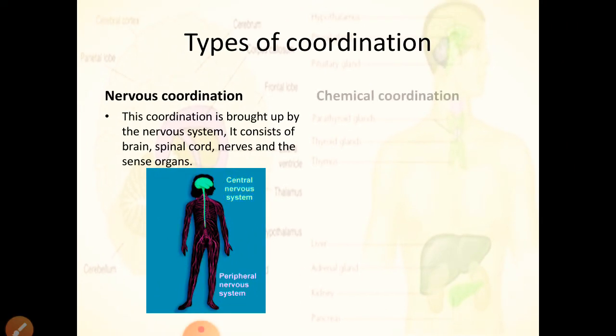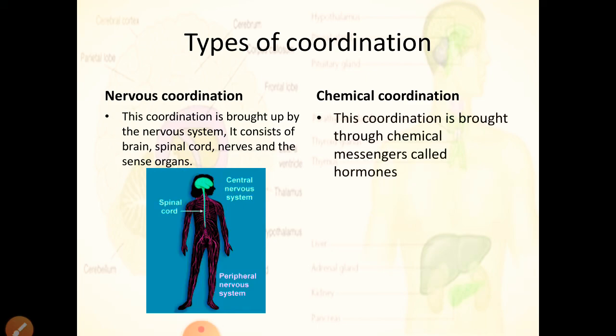All right, now let us come to the chemical coordination. You have to know the difference between nervous coordination and chemical coordination. These are the types of coordination which take place in our body. This coordination is brought about through chemical messengers called hormones. Like the nervous system, there is another system in your body which is known as the endocrine system. It secretes chemical messengers called hormones.